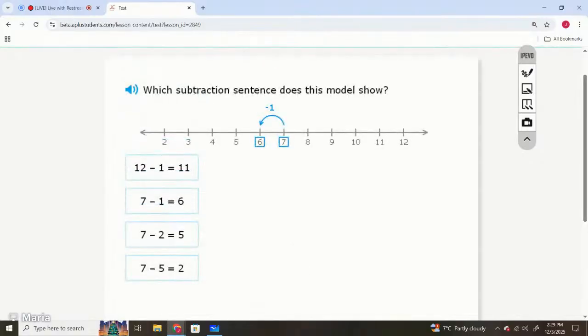Which subtraction sentence does the model show? Which is the correct option? That is 7 take away 1 is 6. Option number B is the correct option. Very good.